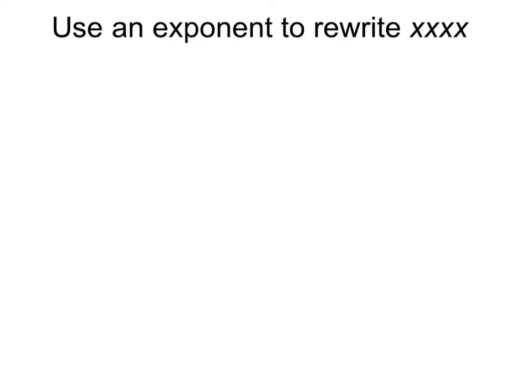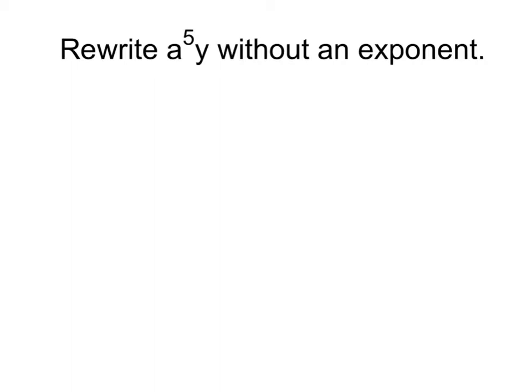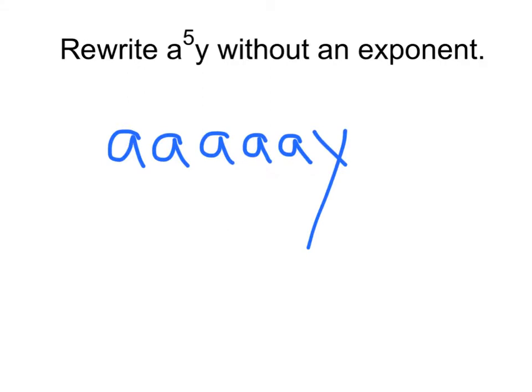So here the question is saying, use an exponent to rewrite x x x x. I can see 1, 2, 3, 4. We can rewrite this as simply x to the fourth. x 4 times. How can we rewrite a to the fifth y without an exponent, with no exponent? What we can do is rewrite this as a, a, a, a, a, y. This is our answer. That's it. That's all we need to do.